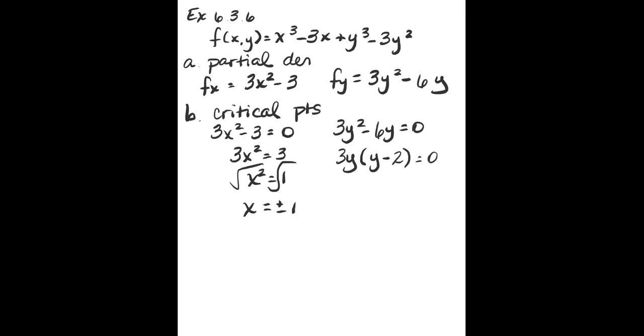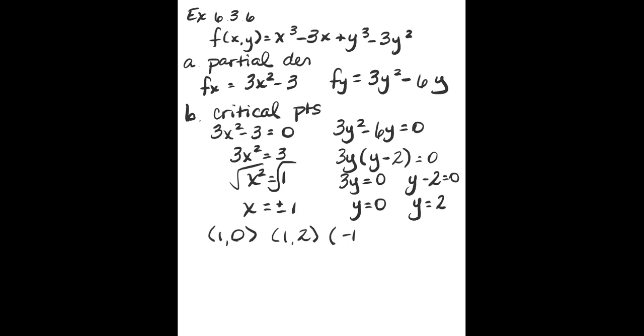All right, so then each piece gets set equal to 0. y equals 0 and y equals 2. All right, so before I just got one coordinate as a critical point. Now I actually am going to have to set up several points for the critical points. So I have x is 1 and y can be 0. I also have x can be 1 and y can be 2. I also can have x be -1 and y be 0, and x be -1 and y be 2. So I have 4 critical points.